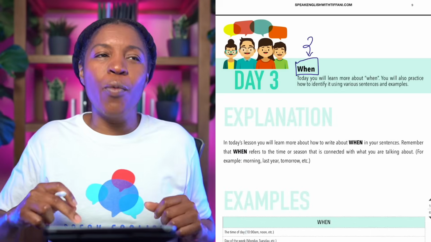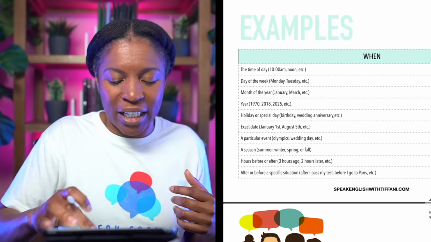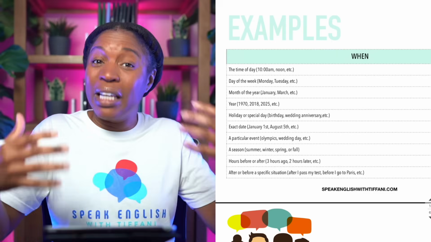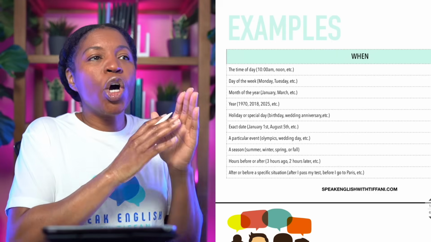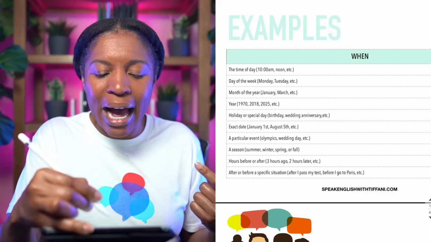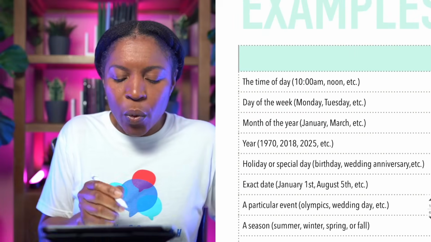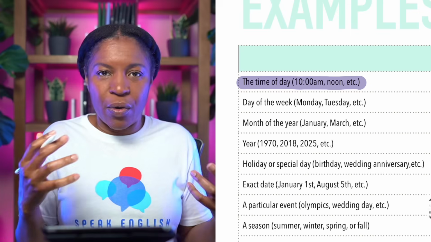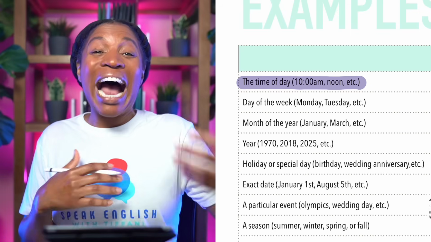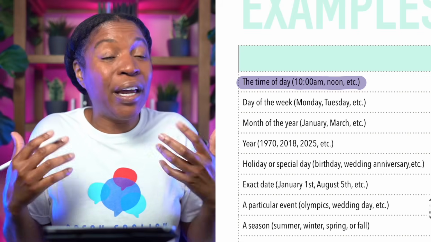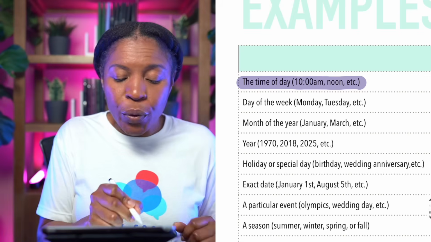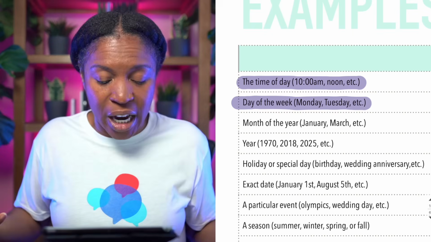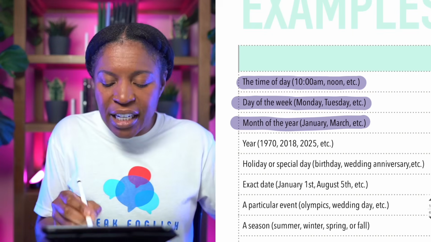So, for the when, we have some examples. Again, I am just giving you a taste, right, of what you find in the ebook if you'd like to continue studying. All right, so the when. Now we have the first option. We have the time of day being 10 a.m., noon, etc. Giving you examples of how to describe the when, depending on what you're speaking about. Or you can say the day of the week. Maybe it's Monday or Tuesday or Thursday. You have the month of the year.